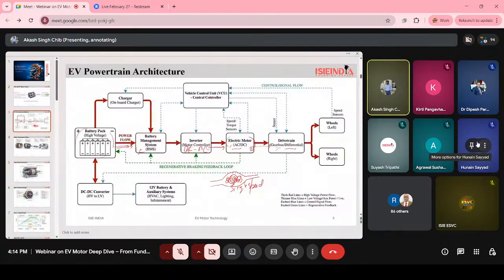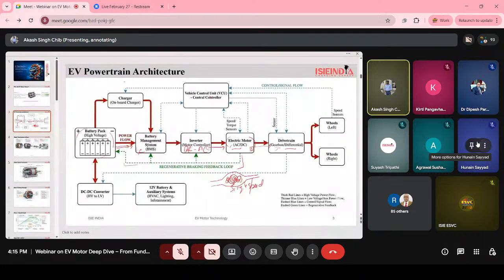You can see here the green line. It is our regenerative braking system, a regenerative braking loop. Basically, its work is to convert mechanical energy back into electrical energy. I will discuss this in depth in the next slides. I just want to give the full EV powertrain architecture here.